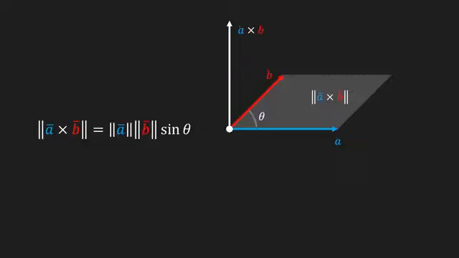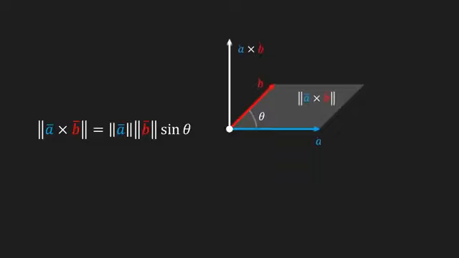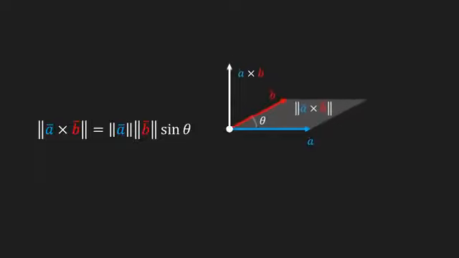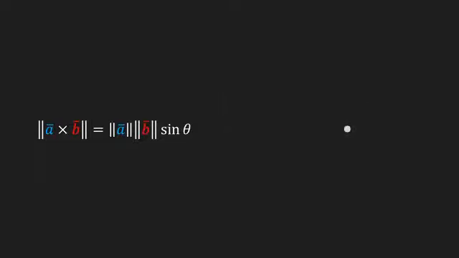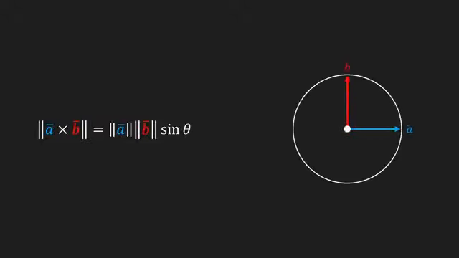According to this formula, the length of the cross product will become shorter if vector A or B get shorter. The cross product will also get shorter if the angle between A and B gets smaller. To show why that is, I'm gonna draw once again vector A and B, and I'm gonna display the angle between them. If the angle becomes 0 degrees, then the sine of theta, in other words the sine of 0 degrees, will be equal to 0. The same goes for an angle of 180 degrees.